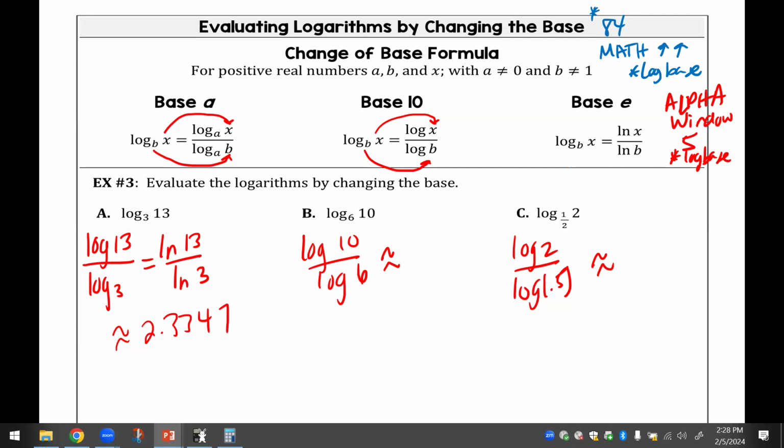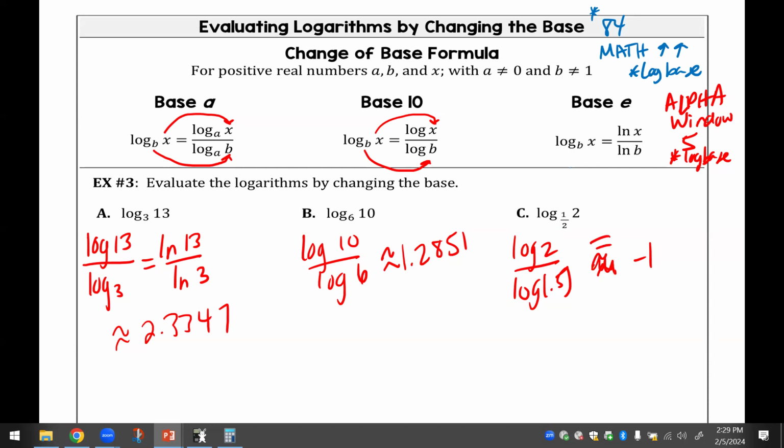All right, are you ready to tell me what we got? What did we get for B? What did we get for C? Because that means 2 to the negative 1 power is 1/2, which we should have known. Approximate, because I rounded.